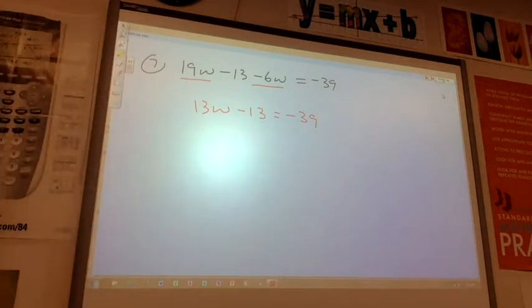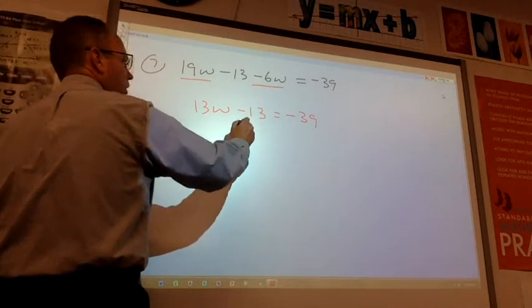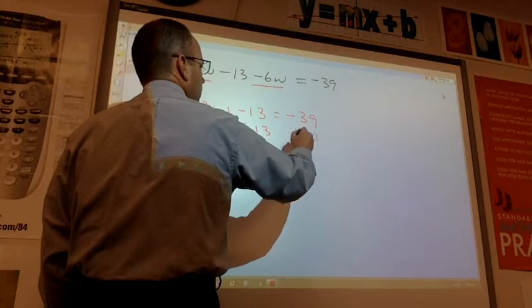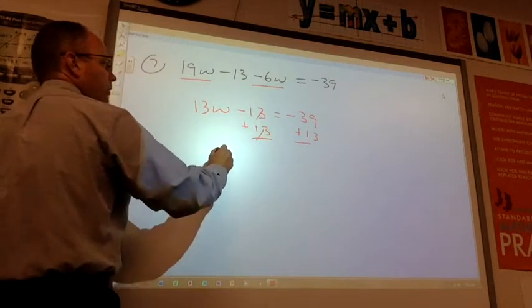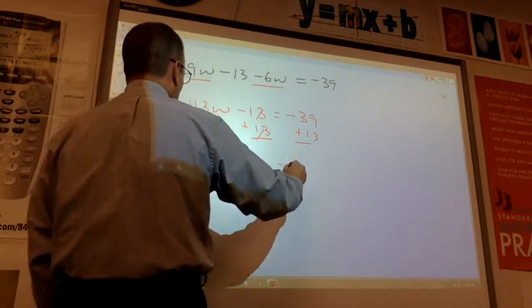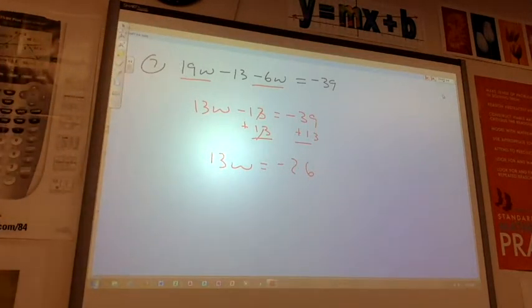Now what? Add what? 13. Add 13 to both sides. Perfect. That cures that. 13W is equal to negative 26. Is that right? Did I do that math right? I think. What's the last step?